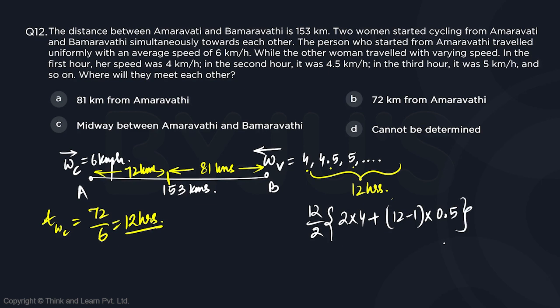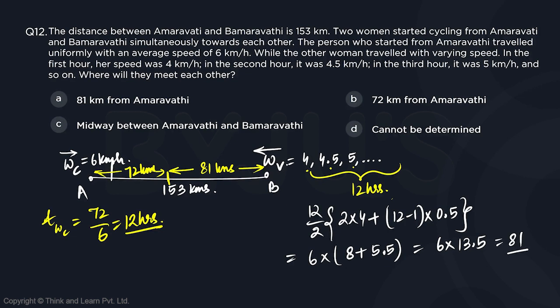It's increasing by half. So this will result in 6 into 8 plus 11 into 0.5. 11 into 0.5 is going to be 5.5. This is going to be 6 into 13.5. Now 13.5 into 6 will result in 81.